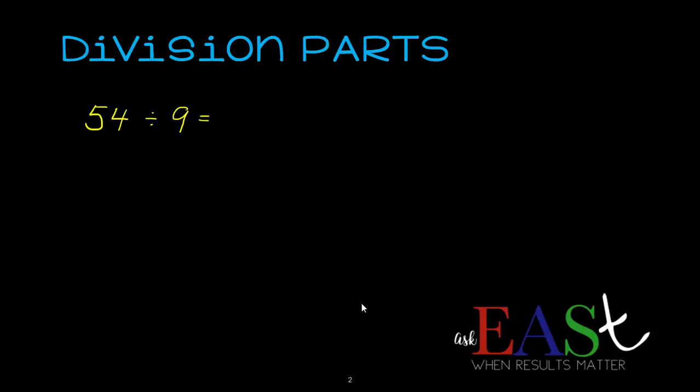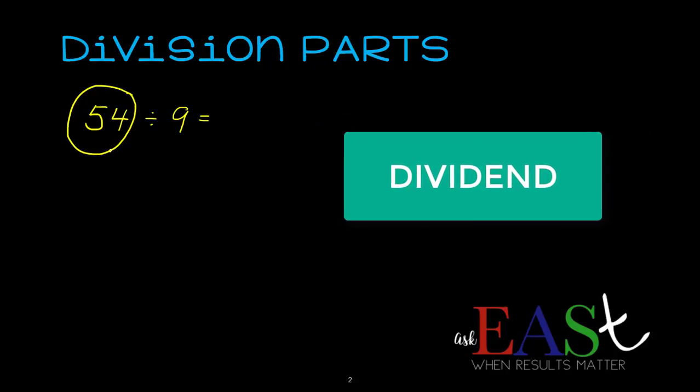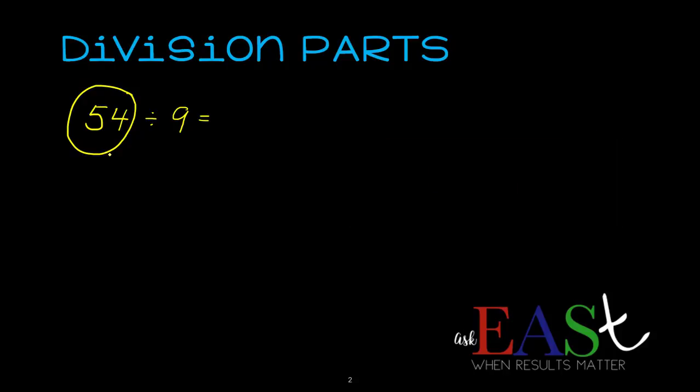Each part has got a job and it helps you figure out what to use with your multiplication to help you. So the first part of your number sentence is going to be your starting point. It tells you what your total amount is that you have that's going to be broken up into 9 equal pieces. Now, your starting point is called the dividend.